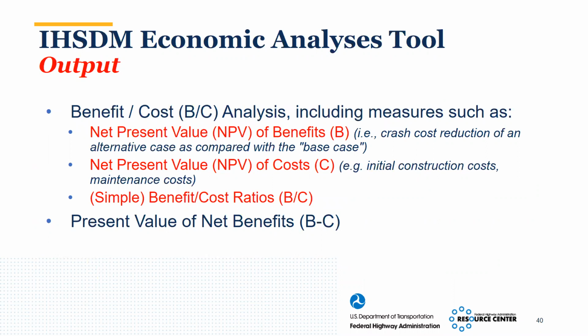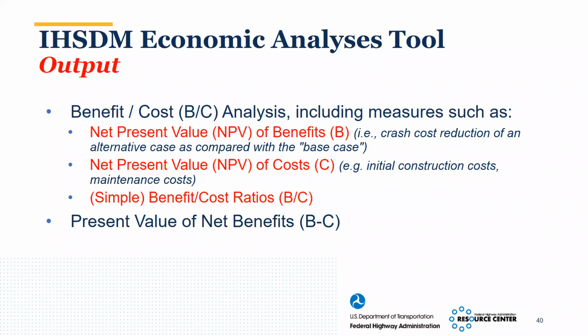In terms of output, the main output currently is benefit cost analysis. Again, when we're talking about benefits, we're looking at what's the crash cost reduction of an alternative case as compared to the base case. And these are net present values. So let's say if you have a project over a design life of 20 years, then what this tool would do is to look at the benefits year by year and then bring those back to the present, so net present value.